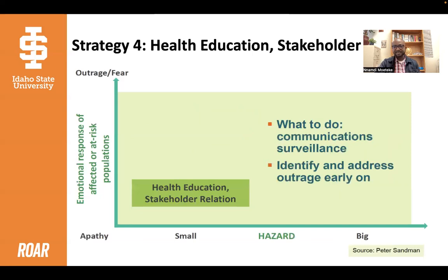And then the fourth strategy is that of health education and stakeholder relation, which is needed when there is a small threat and, of course, low levels of concern in terms of perception of the population. So here, what we need to do is communication surveillance and try to identify and address outreach early on.